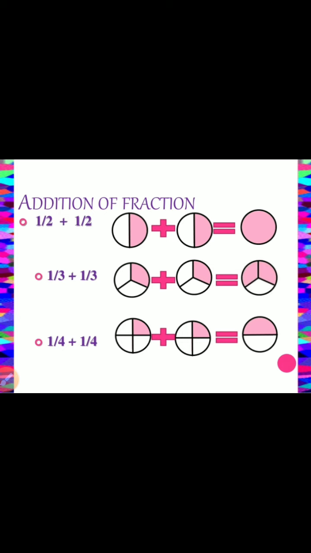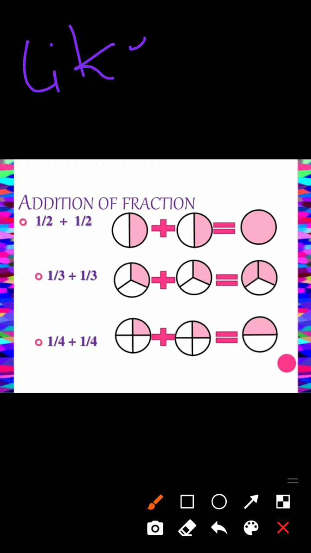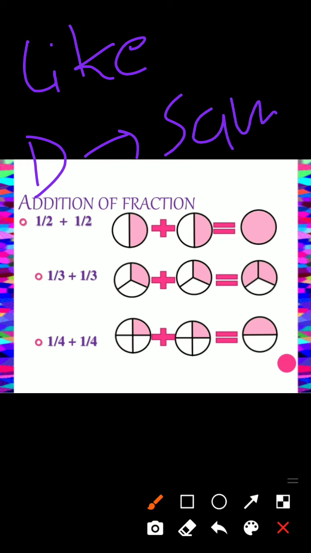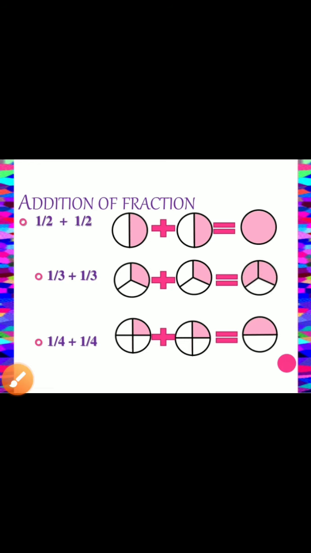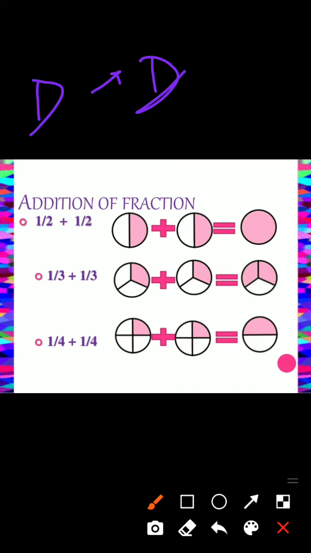And one more thing I want to explain here: two more types of fractions are here, like fraction and unlike fraction. Like fraction means the denominators are the same. If the denominators are the same, you can say yes, it is a like fraction. If the denominators differ, you can say yes, it is an unlike fraction.